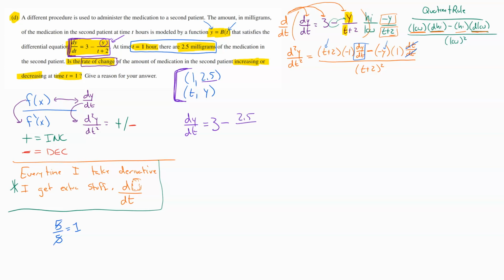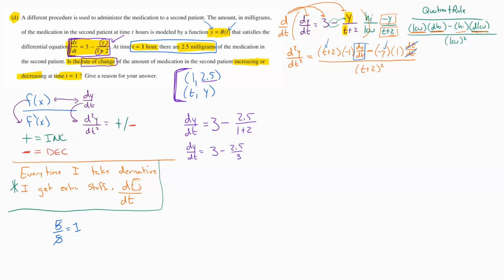Then all of that is over t plus 2, so the t in this situation is 1, so I get 1 plus 2 on the bottom. And now we just got to kind of clean this up. We get dy/dt equals 3 minus 2.5 over 3.